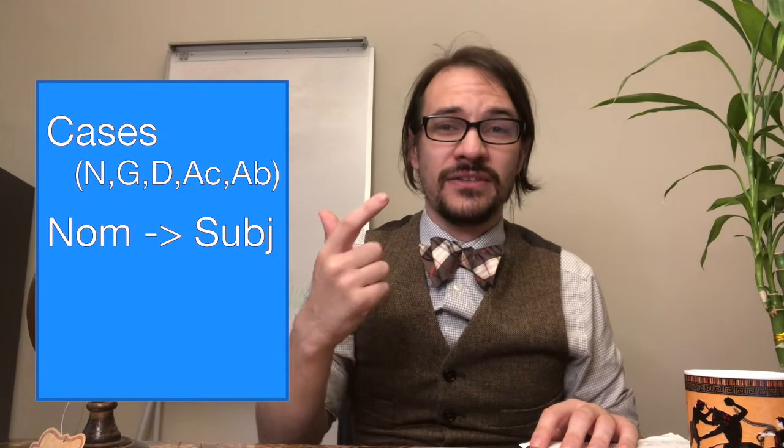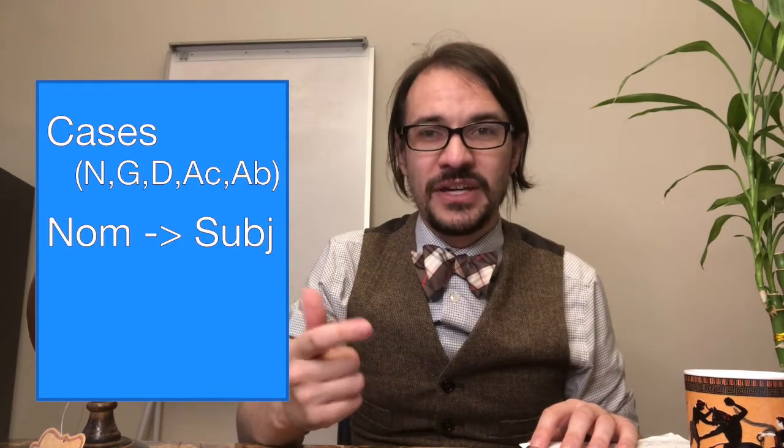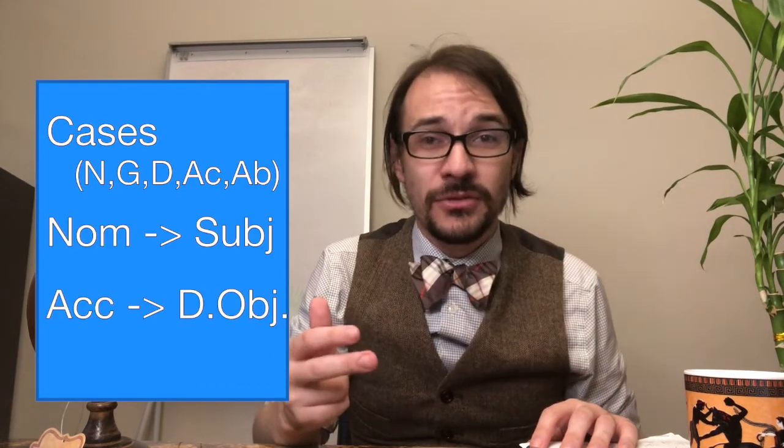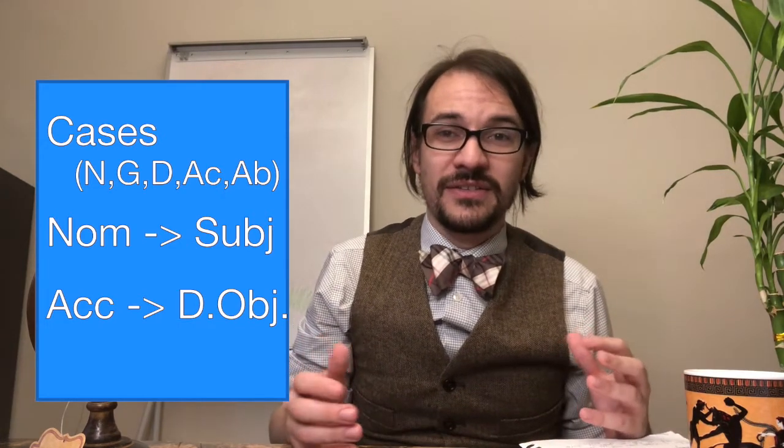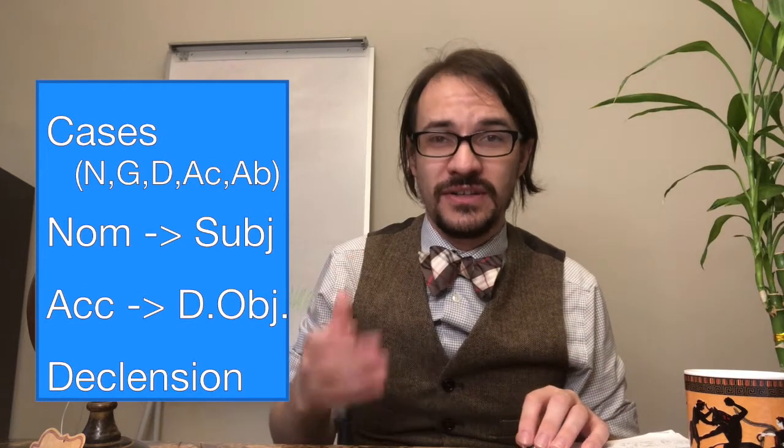Today we learned about the cases in their proper order: nominative, genitive, dative, accusative, ablative. We learned that subject corresponds to the nominative case, and direct object corresponds to the accusative case. And lastly, we learned a series of endings that we'll call a declension. We learned the first declension, singular.